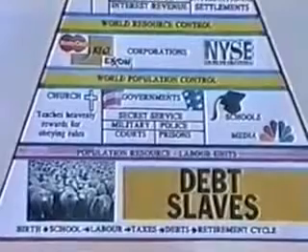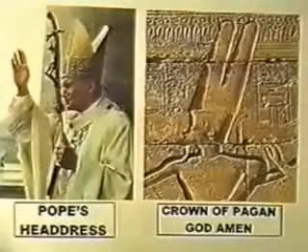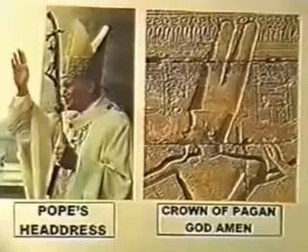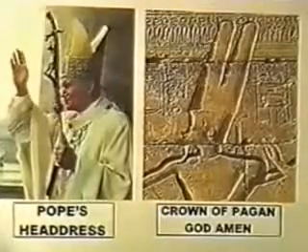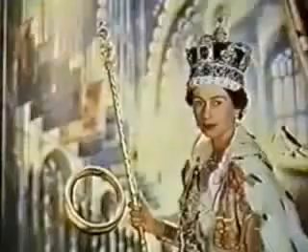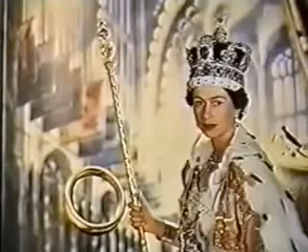Number 19. The Pope's headdress is strikingly similar to the headdress of the Egyptian god Amun. His bent cross resembles the scepter of Amun. Number 20. Like the Egyptian pharaohs, British monarchs wear signet rings, which over the millennia have been passed down from their Hebrew ancestors.